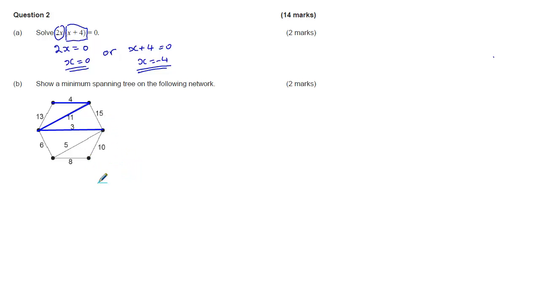We've only got two vertices left to join. So the shortest thing we can do now, 5, 6, 8 or 10, is going to be the 5. And then the shortest way of joining this one is the 8.